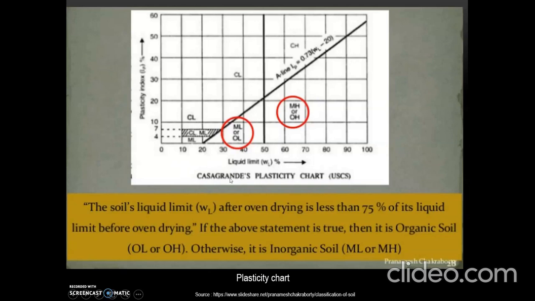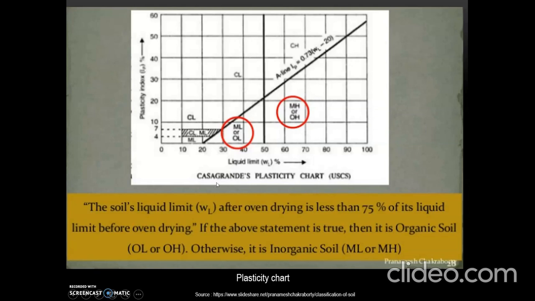Here we can see Casagrande's plasticity chart as per USCS classification. Usually problems won't be asked based on these classification systems. Problems will be based on the next classification system, which will be explained in further slides, that is the Indian Standard Classification System. But in order to understand the Indian Standard Classification System, we need to know how the soils are classified based on USCS.